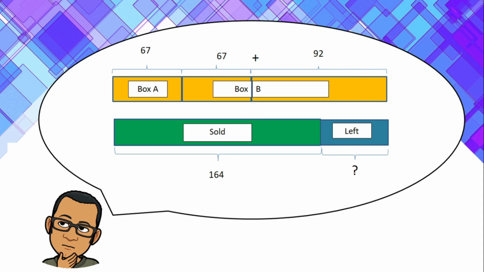So, tignan natin. Possible is to add all 67 times 2 plus 92. Then you subtract it from 164. Tama, di ba? 67 plus 67, so that is 134. Plus 92. Then you subtract it from 164. So the answer is 62 oranges were left. So yun yung natira. Okay?